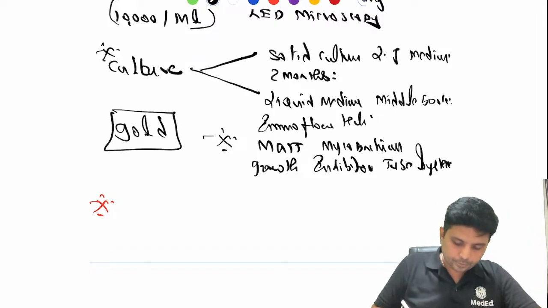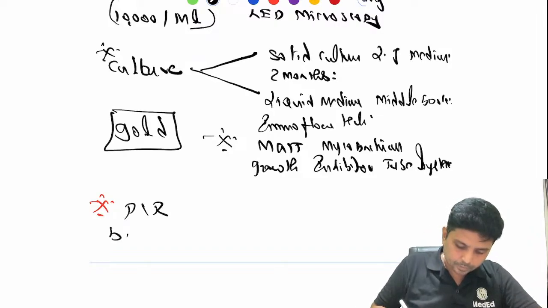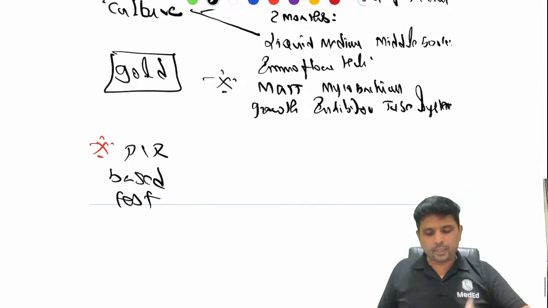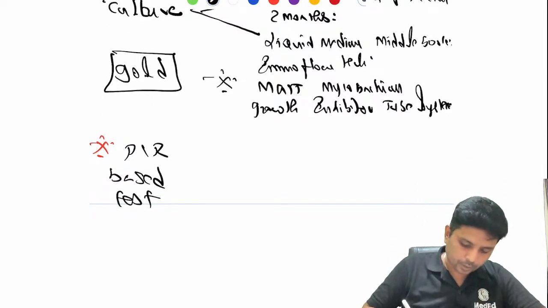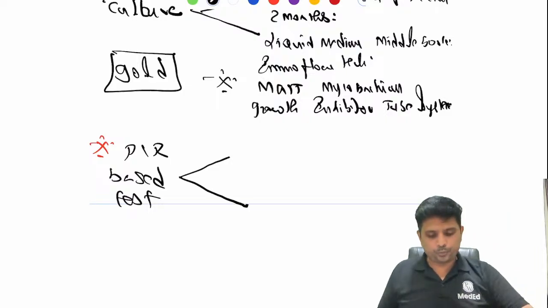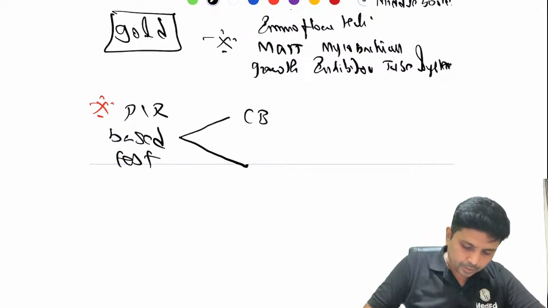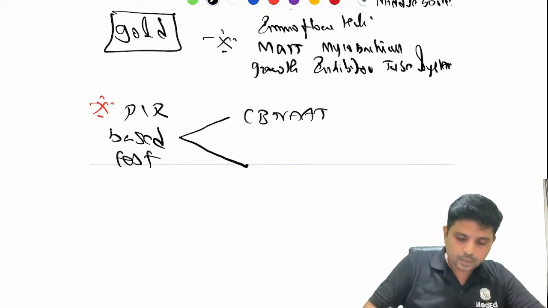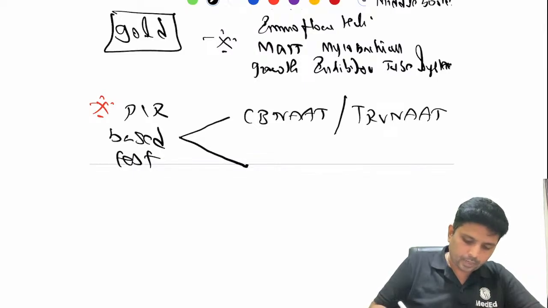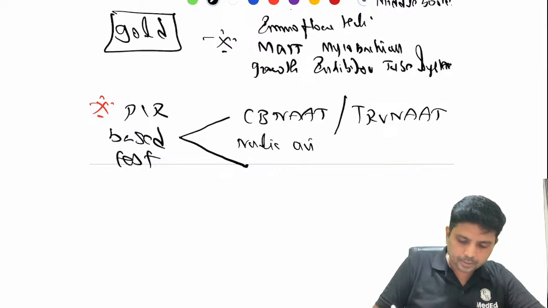Third one is PCR based test. So what are all the PCR based tests? Again this is divided into two. One is CB naught, another is true naught. NAT means nucleic acid amplification test.